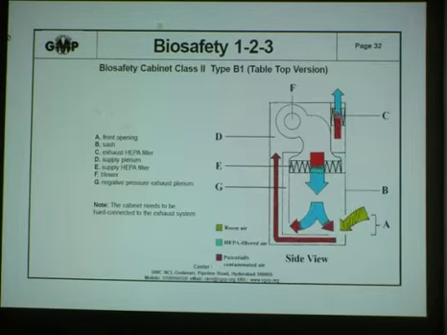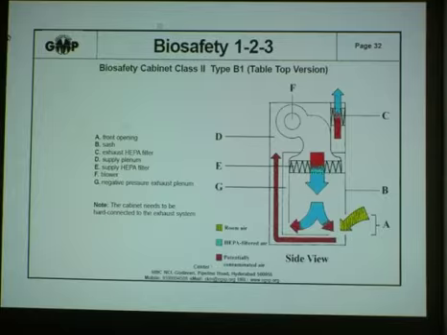Now what we see here is also a B1 type with 70% exhaust and 30% recirculation, very similar to the one we saw earlier. The earlier one was a standard floor standing version, but this is a tabletop version. The floor standing version had 3 HEPA filters, one below the work surface, one above the work surface, and one exhaust.